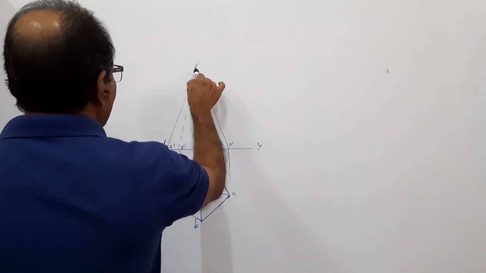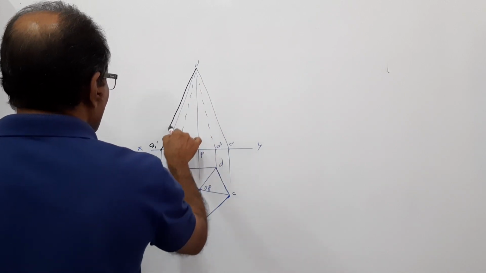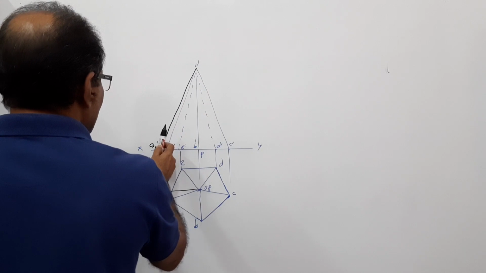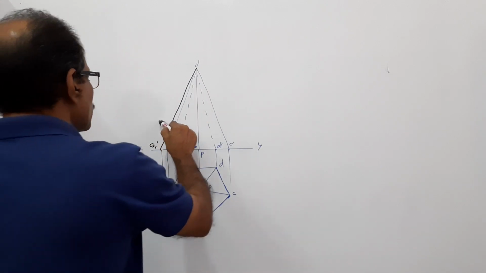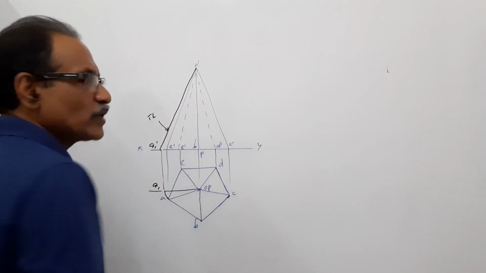Join O dash to A1 dash. What is it? It's a true length. It's a true length of slant edge.